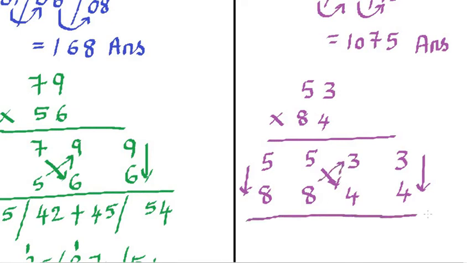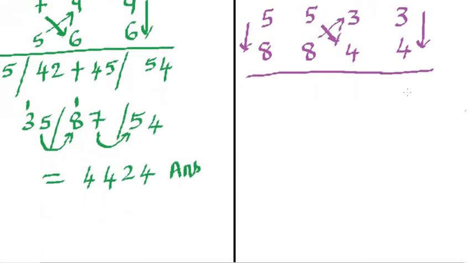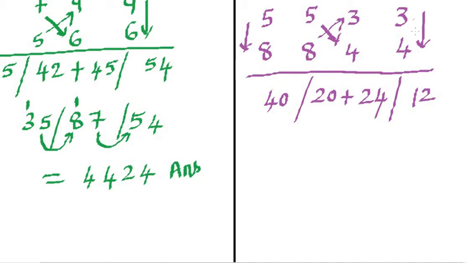So let's write it down. 3 and 4 will multiply and give us a 12 in the center. 5 and 4 will give us a 20, plus 3 and 8 will give us 24. Then 5 and 8 will give us a 40. Again, 3 and 4 gives us a 12, 5 and 4 gives us a 20, 8 and 3 will give us a 24, and 5 and 8 is going to give us 40.